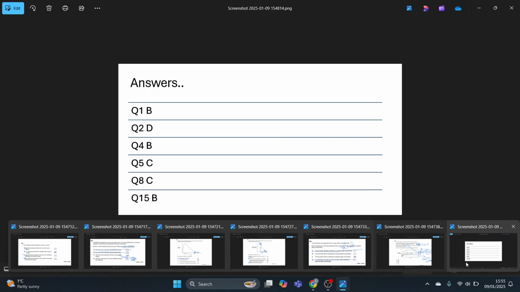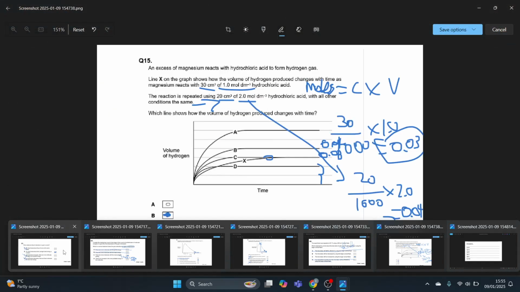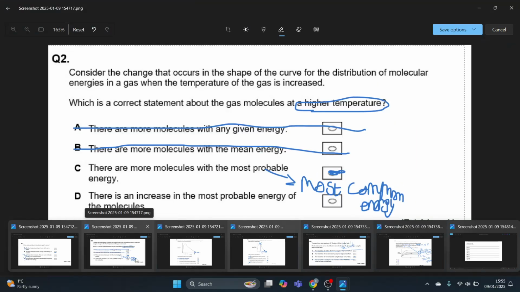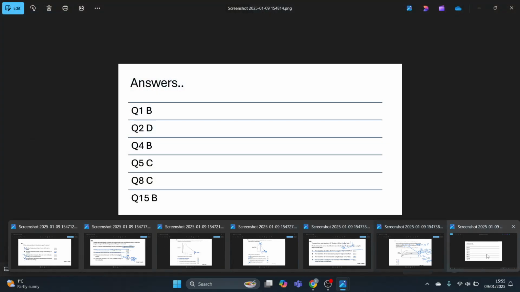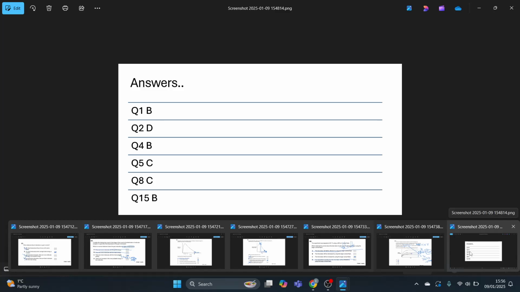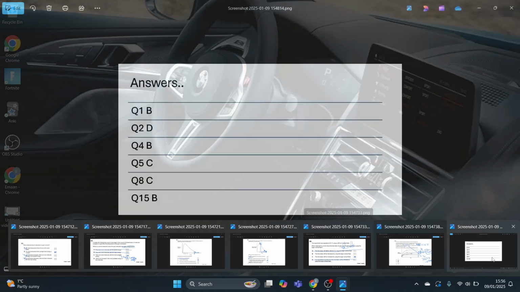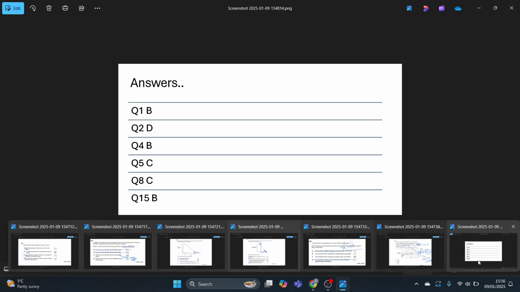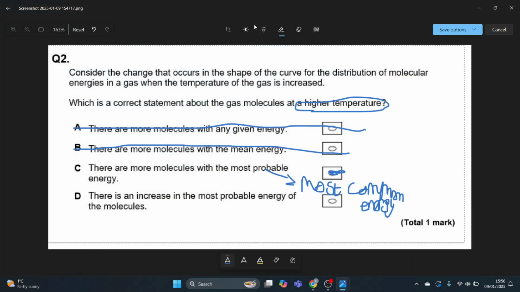And now to mark it. Question 1, B. Question 2, D. Oh, okay, I got question 2 wrong. 4, B. 5, C. 8, C. 15, B. Yeah, so I got question 2 wrong. So let's have a look at question 2.